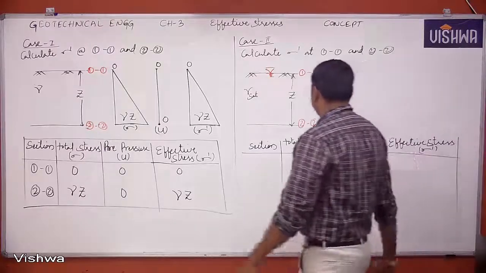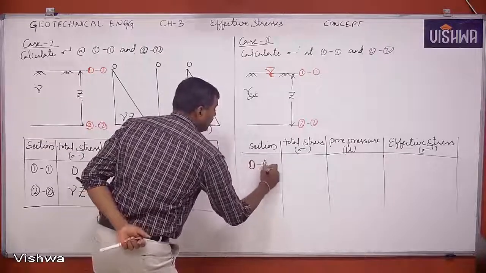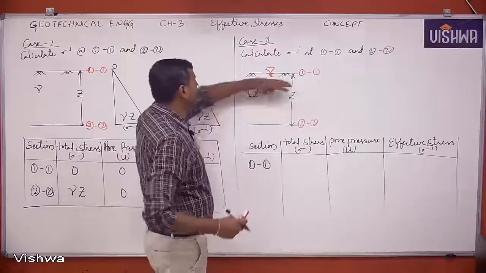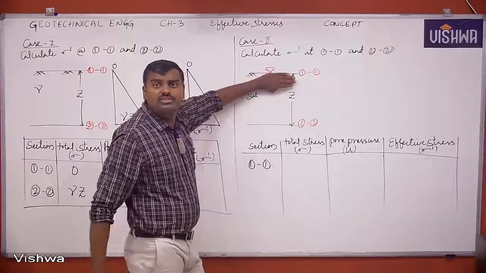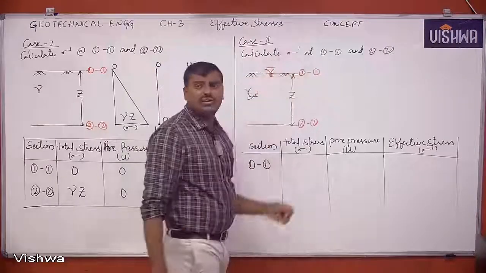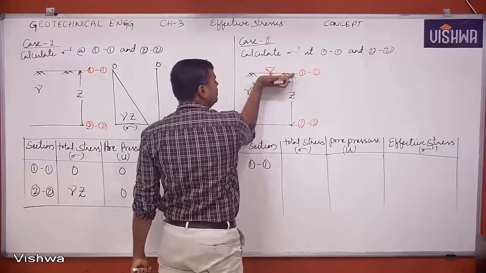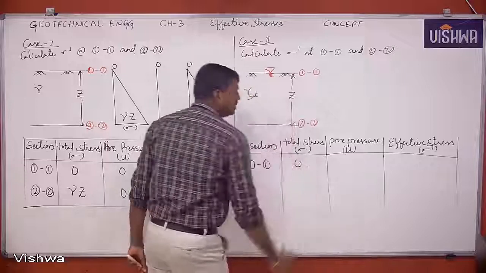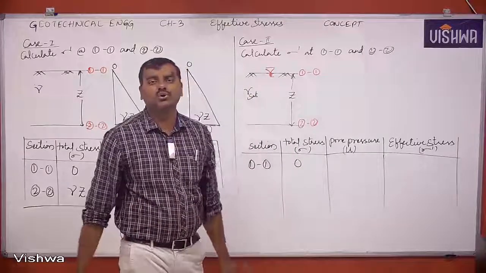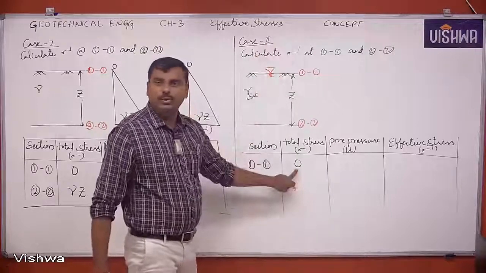Now you see here. At section 1-1, do we see any total stress? Is any load or surcharge or overburden pressure there? No. Once there is no load, no surcharge, no overburden pressure, total stress will always be 0. You remember it. Nothing is there, then it will be 0.